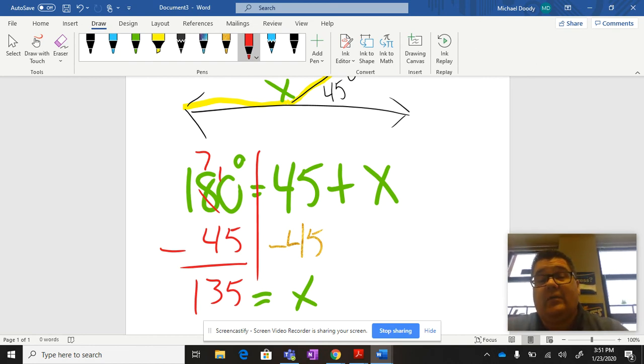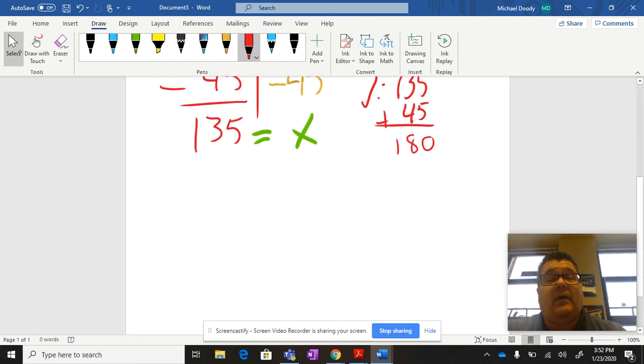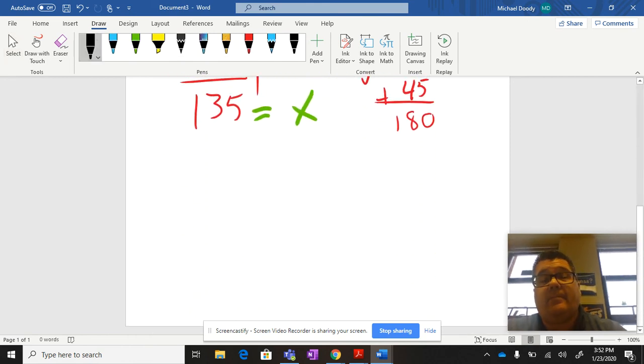Let's check it. How do I check it? I'm going to take my answer of x, 135, plus the 45 degrees that I know. 5 plus 5 is 10. 4 plus 3 is 7, plus 1 is 8. 1 plus nothing is 1. That's 180. What if I had a problem that looked like this?